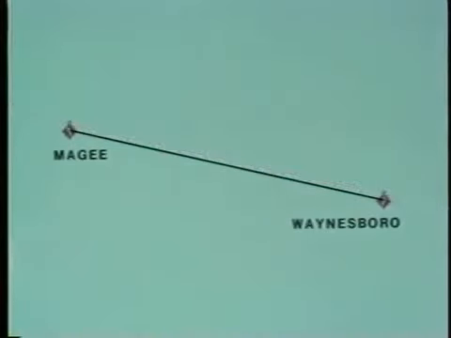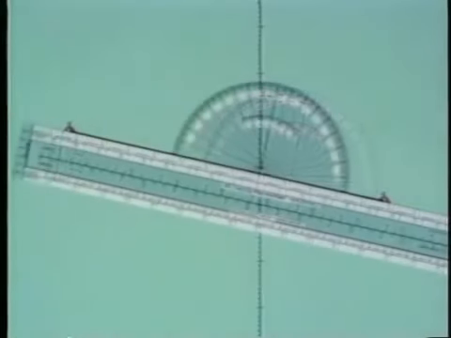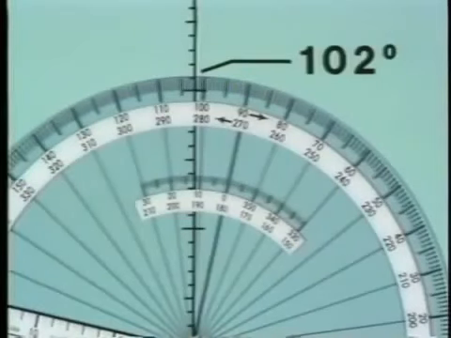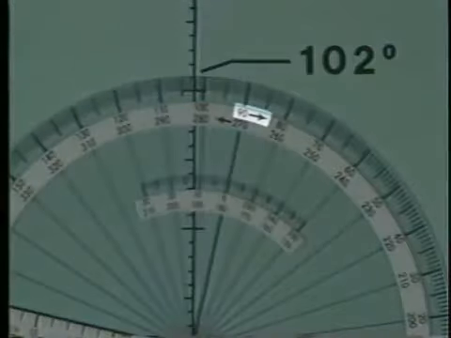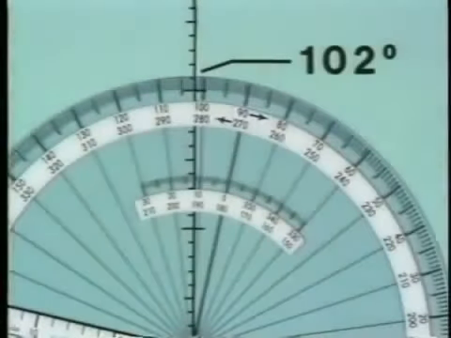To measure the true course, select the line of longitude that's close to the midpoint of the route. Then align the straight edge with your route and place the small hole over the longitude line. Read the true course where the line of longitude crosses the protractor. Use the scale with the arrow pointing in your direction of travel. In this example, the true course is 102 degrees. The outer scale on the protractor represents easterly courses, and the inner scale represents westerly courses.